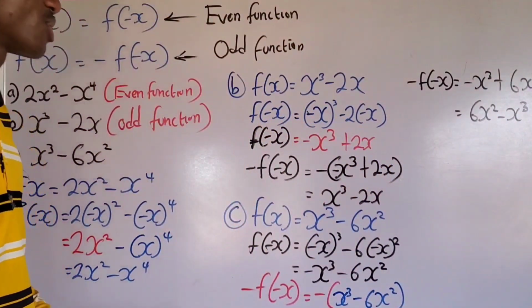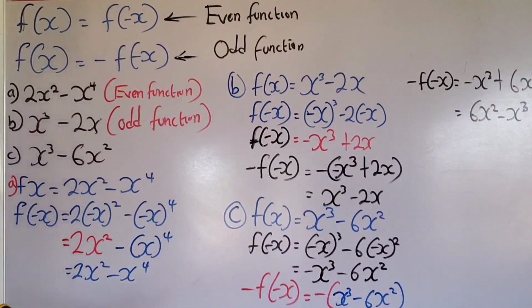You can see that this function, the third function, is neither an even nor an odd function. It's not an even function. It is also not an odd function. So we cannot call it any of them. You understand? So for that kind of function, you can just put neither.